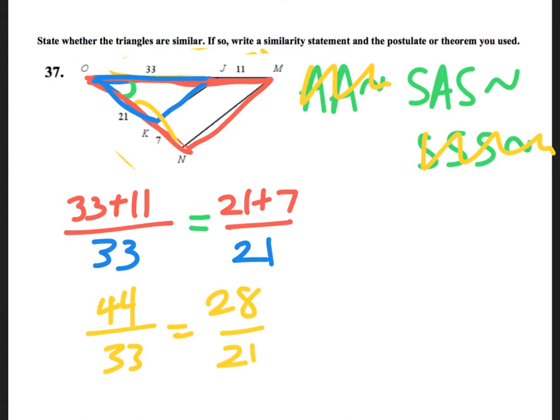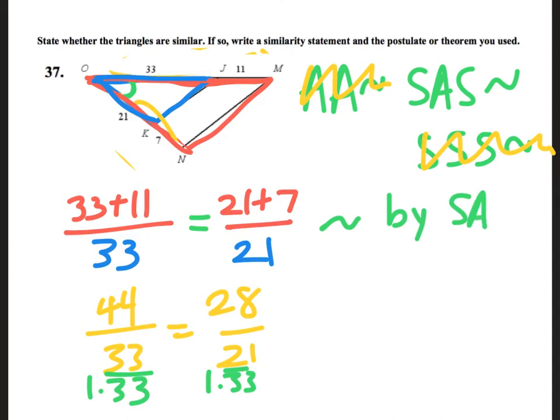Now, if I put that in my calculator, 44 divided by 33 gets me 1.33, and my 3's go on forever. 28 divided by 21 gives me 1.33, and my 3's go on forever. So these are going to be similar by side angle side similarity. Oh, sorry, those were too many A's.